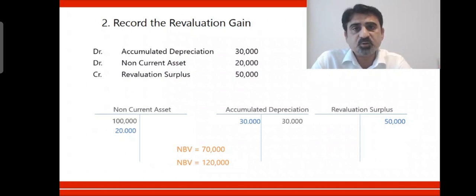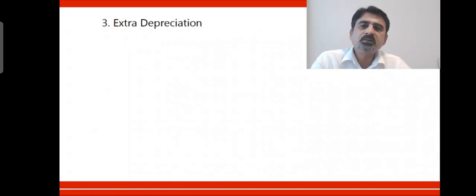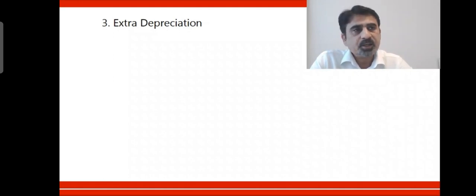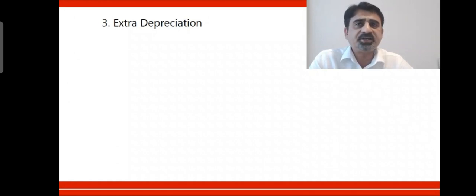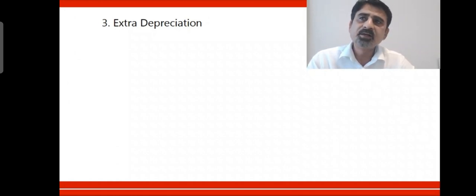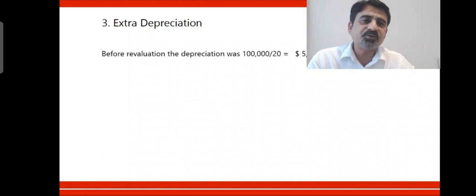50,000 we are going to give to shareholders: 20,000 as an increase in the value, and 30,000 we are returning back to them what we charged in the past. Now the third question was, how much is extra depreciation. If you remember, initially the asset was 100,000 and we were charging depreciation of 5,000 per year, 100,000 divided by 20 years, which was 5,000.